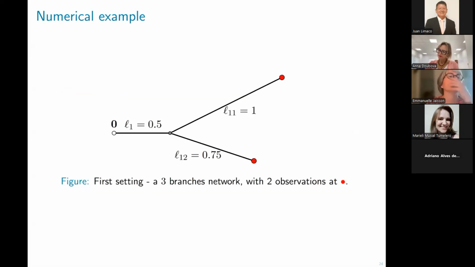Okay, so in the 3 minutes, I will show you some numerical examples. So first, for the simplest network, so only 3 branches. Just a remark here, the length of your network is 1.5. Okay, so if you imagine that the speed of your wave is equal to 1, the time needed for an information to go from this red node to this root node is 1.5. Okay.